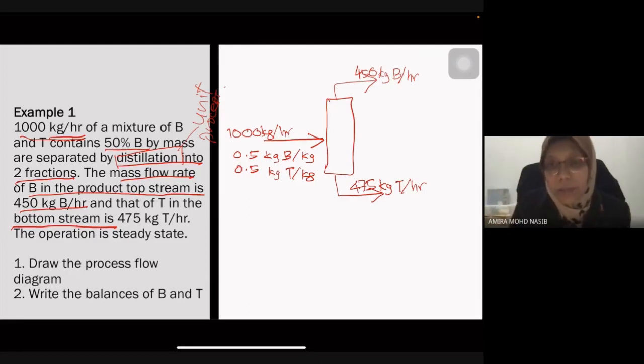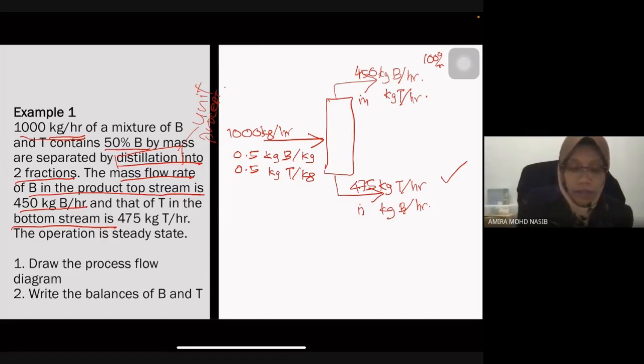For a distillation process, when you want to separate B and T, the majority of B goes to the top stream and the majority of T goes to the bottom stream. However, not 100% of B goes to the top stream. Some T will follow B there, so let's put M here. The same goes for B: not 100% of B goes to the top, some of the B follows to the bottom stream, so we have N kilogram of B here.